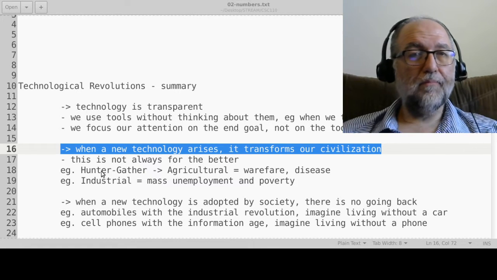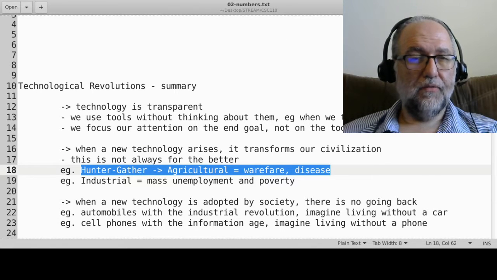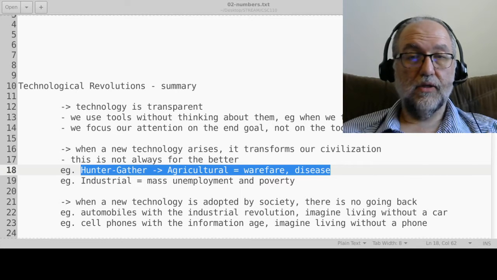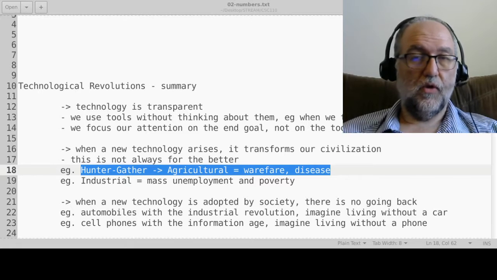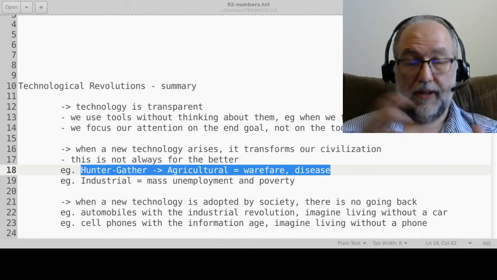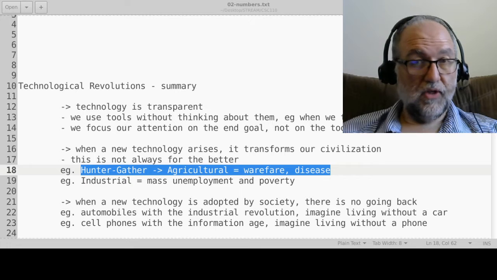So I've got some examples here. From hunter-gatherer to agriculture, that was good because we had this new food source available. We had control over our food source. Whereas during the hunter-gatherer period, we had to chase our food. We really couldn't control it, but now we can plant our food, and we have much more control over it. That's what the agricultural revolution gave us, that was the good.